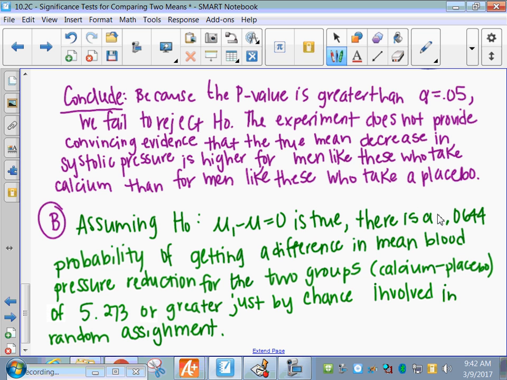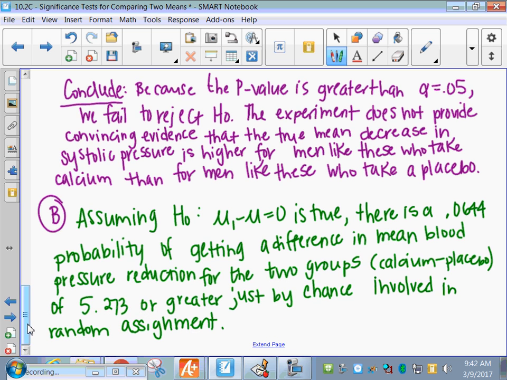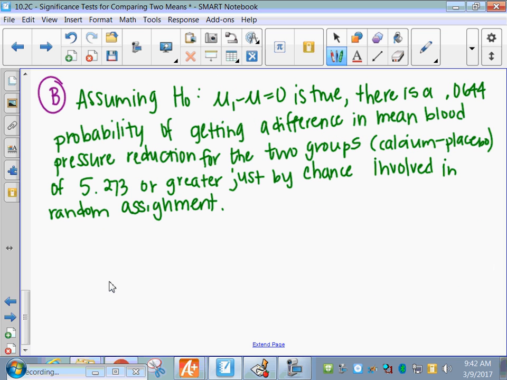Okay? Part B says to explain what the p-value means. So you guys, a lot of people actually did miss this on the last test. So make sure you understand what the heck the p-value is. So always, always, always, assuming the null is true, there is, whatever your p-value is, that probability of getting, and in this case we're doing a difference in mean blood pressure reduction for the two groups, calcium minus placebo, of 5.273 or greater. So where did we get this 5.273 or greater, you guys?